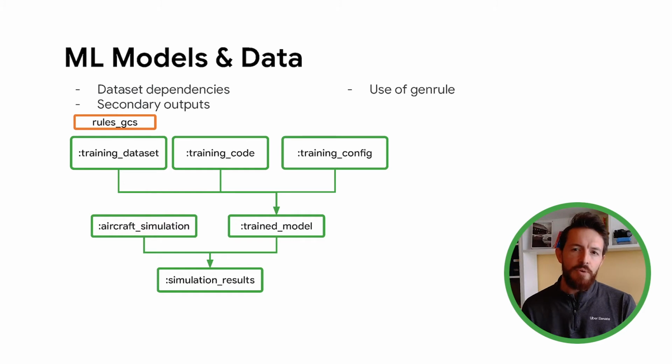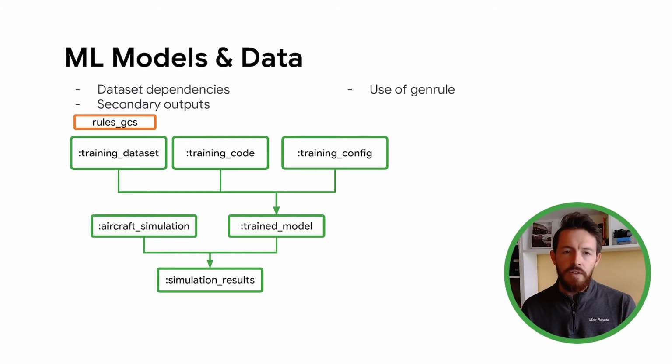The nice thing of representing this as a Bazel target is that you can then reuse this Bazel target as an input to a downstream research experiment. So in our case, we may want to use this trained model in an aircraft simulation to then build downstream research results. And you can easily do this using a genrule, for example.